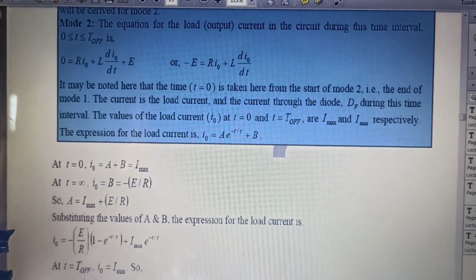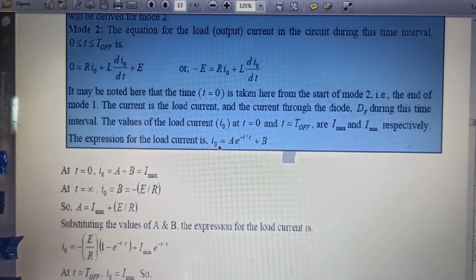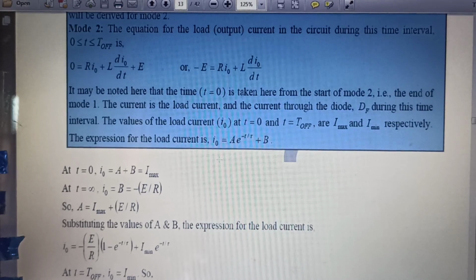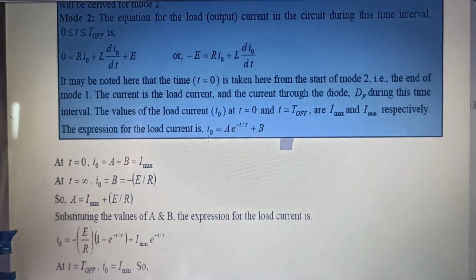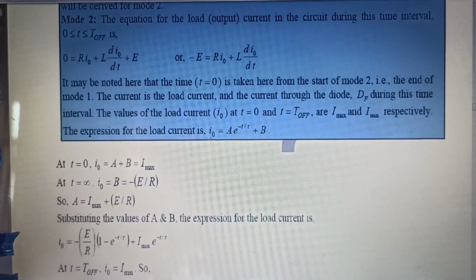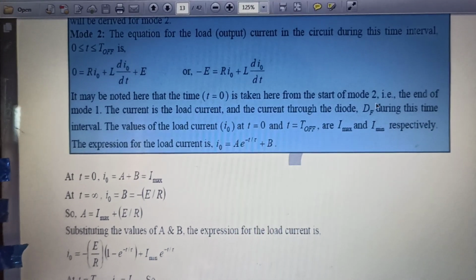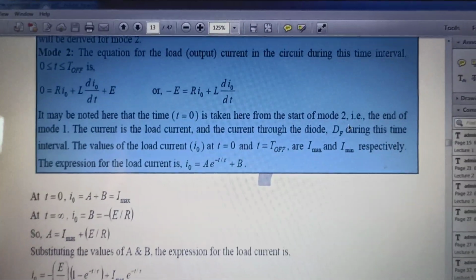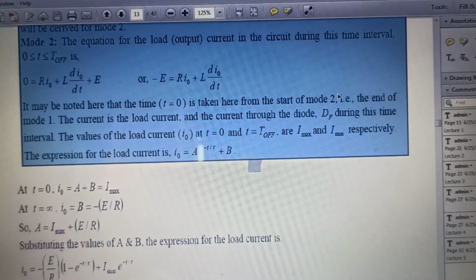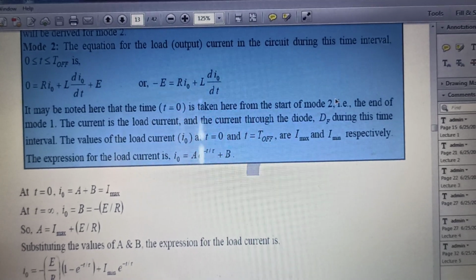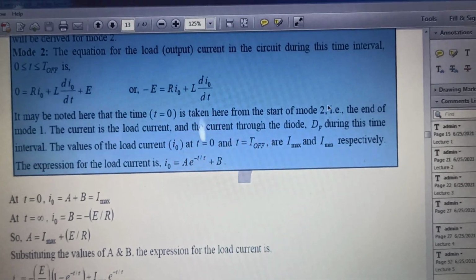Yes, in this expression, if you put t equals infinity, then again this is going to be 0 and B comes out to be I naught, and I naught is nothing but minus E by R in the reverse direction. Okay. This is written mode 2. I had already made it clear that at the beginning of mode 1 the value is different, and at the beginning of mode 2 the value is different. Okay, these things are quite clear.